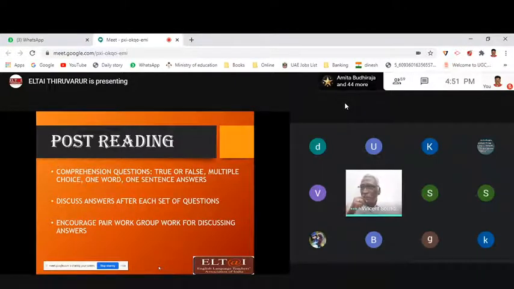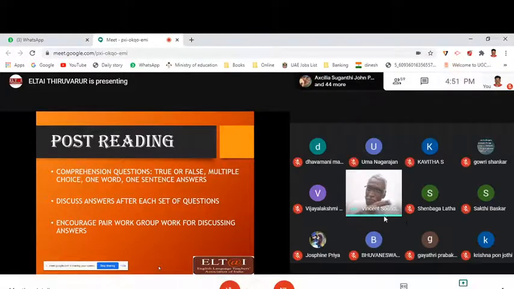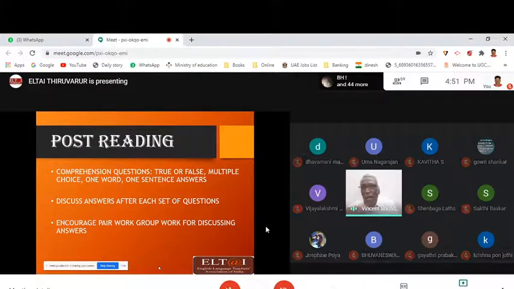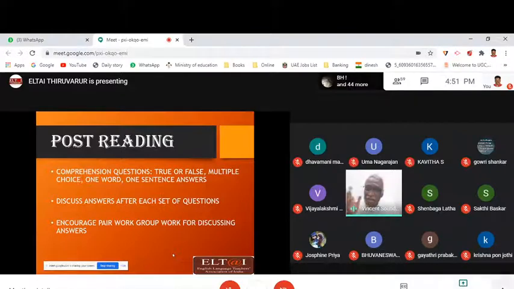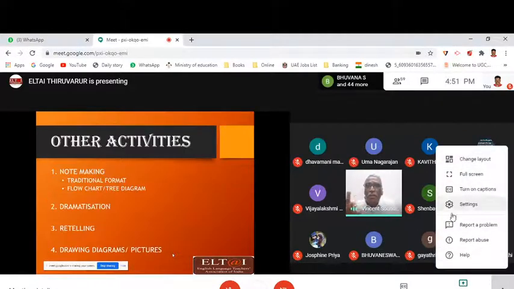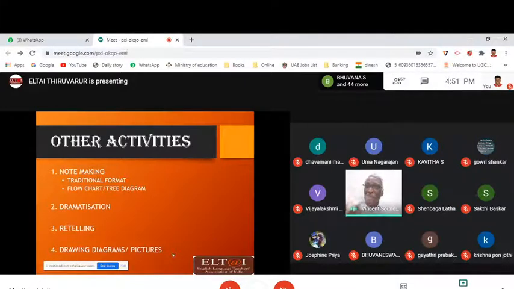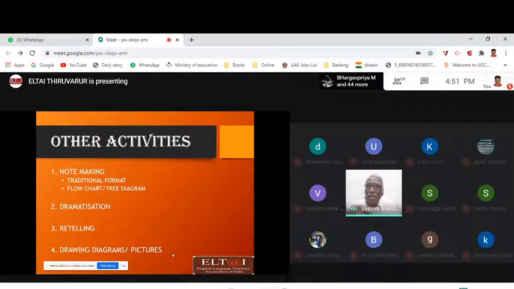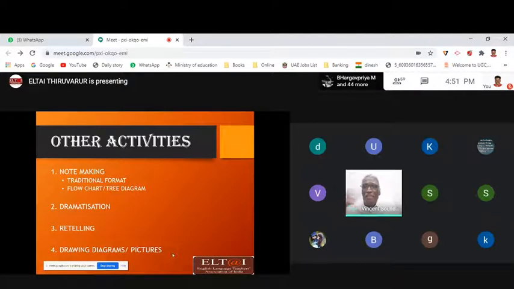Right? And as I said, encourage pair work. Sometimes it can be group work, and sometimes the whole class. And again, after doing that, other kinds of activities like role play, like dramatization. Ask them to write the story in the form of a play and then act it out. Is it possible? Yes, it is possible. I have done it, even in schools.